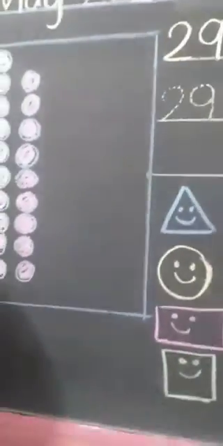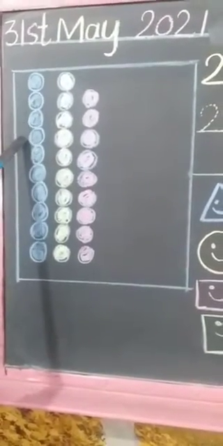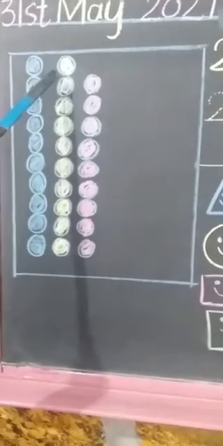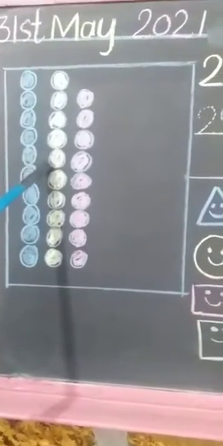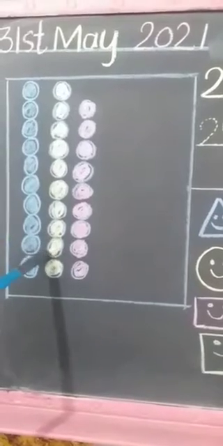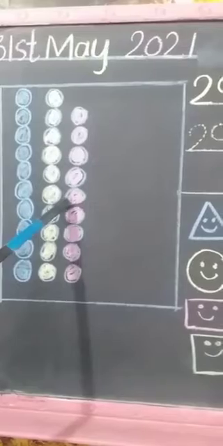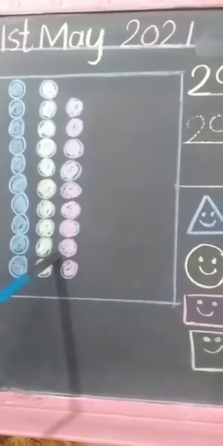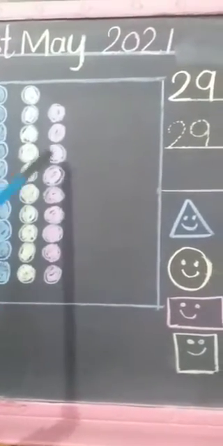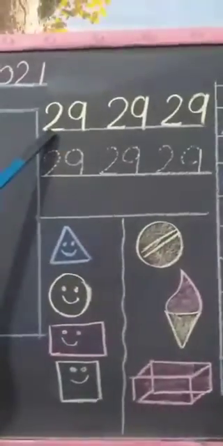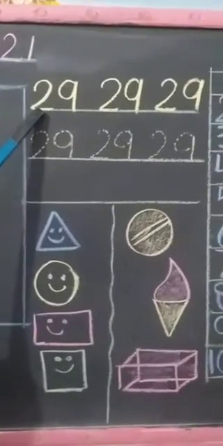Okay dear students, now look at the board. Count the beads again. 1 2 3 4 5 6 7 8 9 10 11 12 13 14 15 16 17 18 19 20 21 22 23 24 25 26 27 28 29. These beads are 29. Today our new friend is 29. Which number is this? 29.